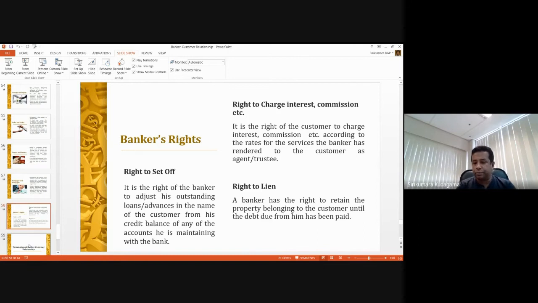Right to lien. The bank has a right to retain the property belonging to the customer until the debt due from him has been paid. Now, this banker's lien, let me take very simple examples. When a customer obtains a facility against a fixed deposit kept in the bank, the bank might create a lien over the monies in the fixed deposit.